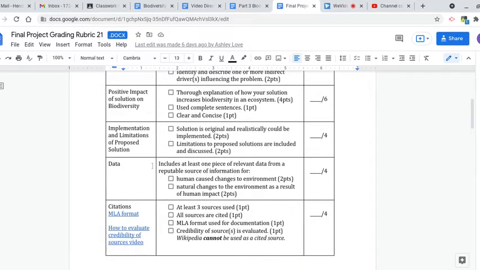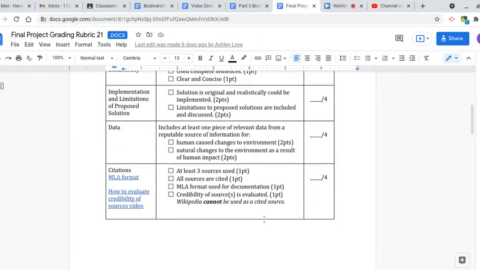You need data. So you need to include at least one piece of relevant data from a reputable source of information for both human-caused changes to the environment and natural-caused changes to the environment as a result of human impact. What that means is one piece of data for this and one piece of data for this. That section is worth 4 points.